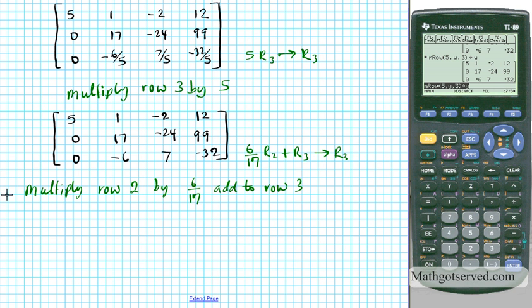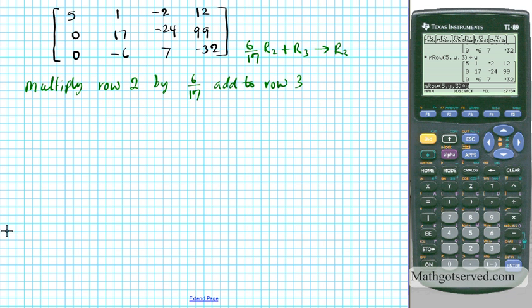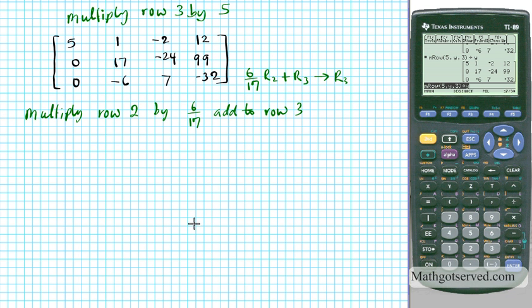Okay? Alright, let's do it. So to do that, we know that everything else stays the same, right? Only row 3 changes, so let's go ahead and write down row 1 and 2 since they remain unchanged. 5, 1, negative 2, 12. And row 2 is 0, 17, negative 24, 99. Row 3, 0. This should be a 0. If not, then I messed up. I have to go and examine my mathematics, alright?